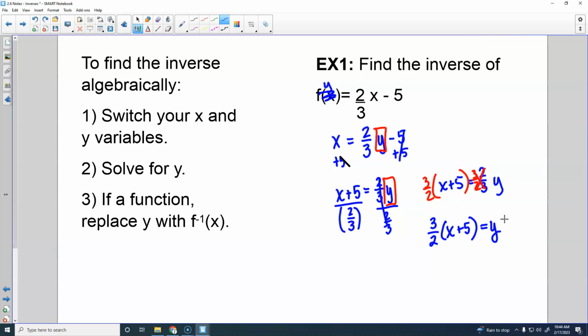We have 3/2 times x plus 5 with the parentheses around the x plus 5. Or you may see the answer where they've distributed out that 3/2. So that would give you 3/2 x plus, how do you multiply fractions?